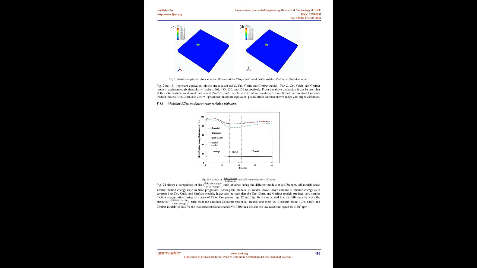During all stages of FSW, all models, C, CM, CMFT, and CMFTWT, produce almost similar amounts of frictional dissipation energy. Therefore, it can be said that the Coulomb and modified Coulomb models exhibit identical frictional energy at intermediate rotational speed. V.1.6 Modeling effect on plastic dissipation energy.